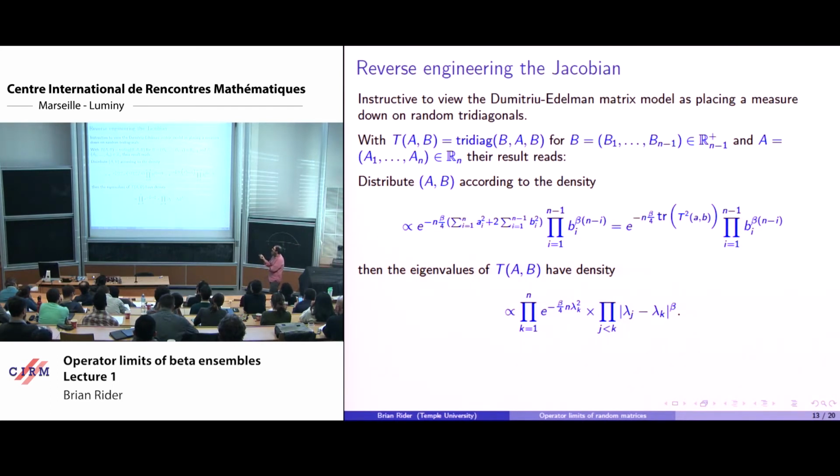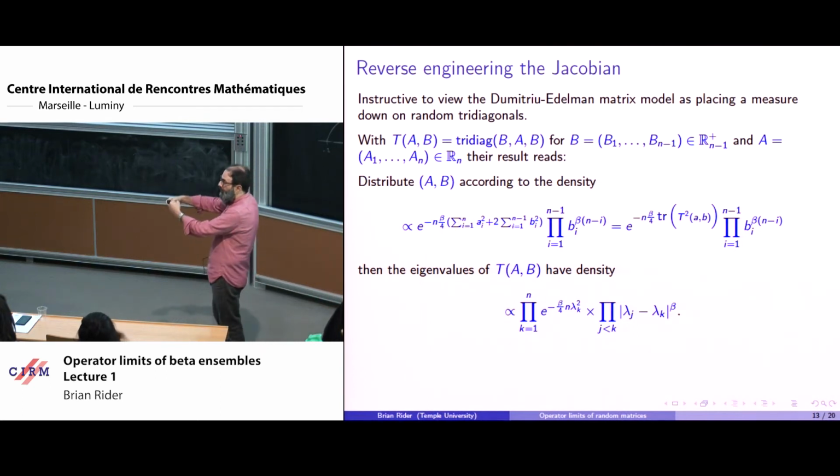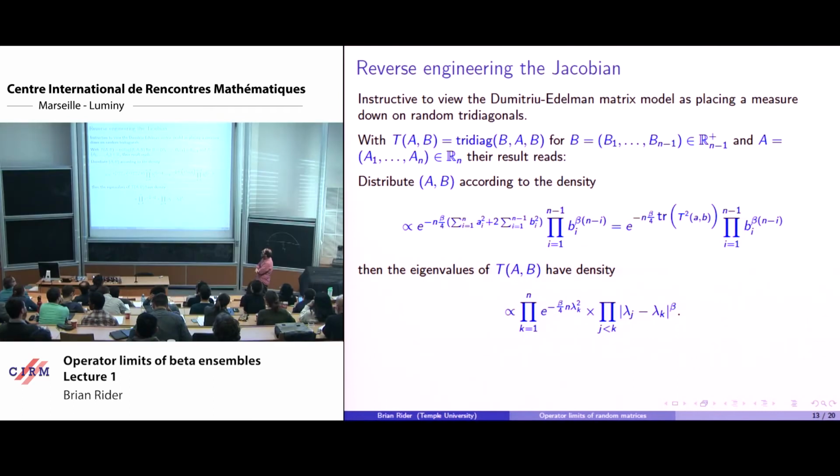And you can see that this looks a little GUE because, of course, upstairs you're getting a trace of the matrix squared. But it's a tridiagonal matrix, it's a different ensemble, right? So they're saying if you draw the tridiagonal matrix according to this law, then these are the eigenvalues. So is it possible to explain this then for those who haven't got it yet?